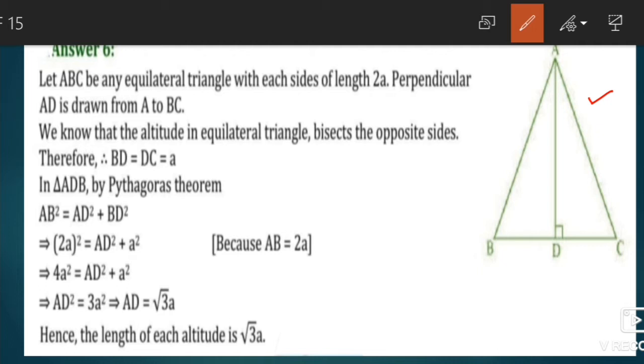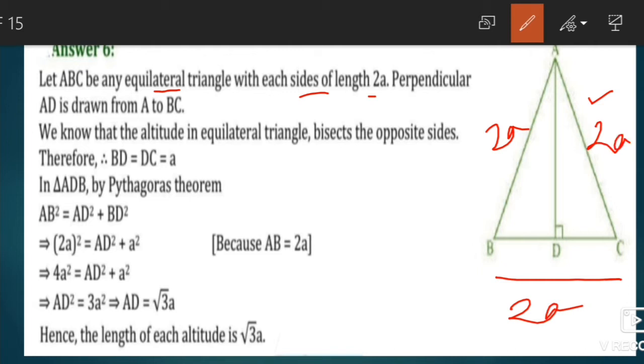We know that the altitude of an equilateral triangle is also the median of the triangle. It is a property of the equilateral triangle only. The altitude in an equilateral triangle bisects the opposite side, which means it becomes the median. So let ABC be an equilateral triangle with each side 2a. This BC is also 2a, this AC is also 2a.